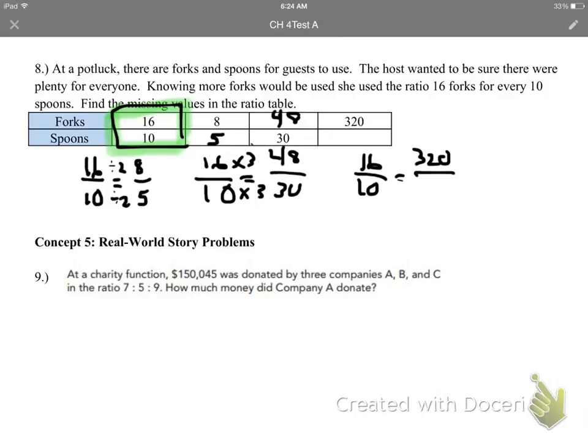So again, I know how many forks I have. This time it's saying I have 320 forks. That is multiplying by 20. 16 times 20 gives me 320. 10 times 20 gives me 200. So when I have 320 forks, that would be 200 spoons.